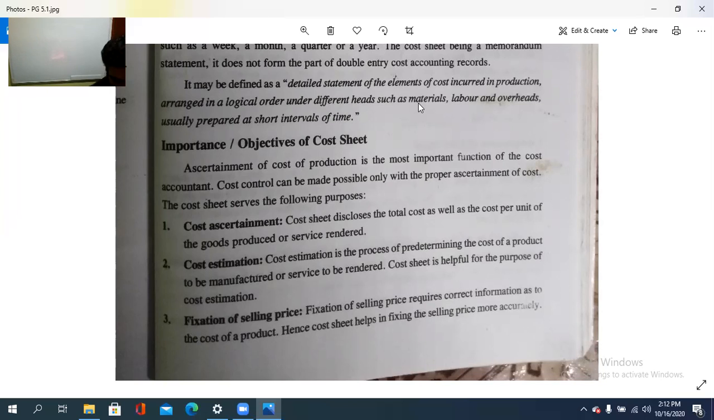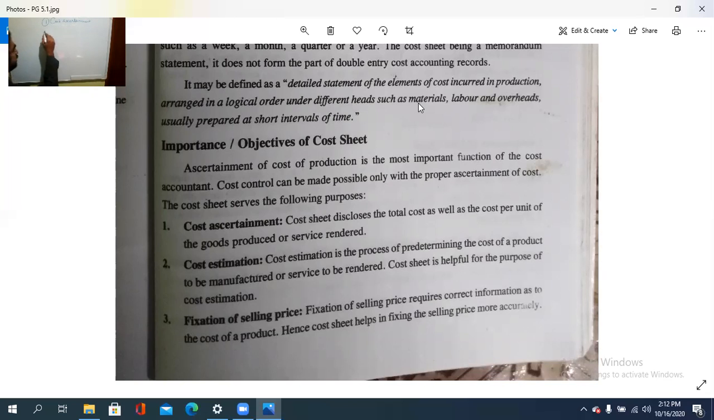Then, importance or objectives of cost ascertainment or cost sheet. What are the importance with regard to the cost sheet? One is ascertaining the cost. Cost ascertainment means the calculation of the different costs. The cost sheet discloses the total cost as well as the cost per unit of the goods produced or the services rendered. So that is cost ascertainment. It discloses the total cost as well as the cost per unit of the goods that are produced or services rendered.